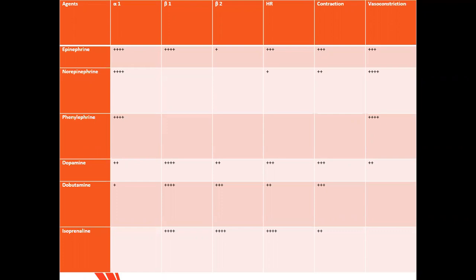Phenylephrine is a pure alpha 1 agonist, like we mentioned. Dopamine has both alpha and beta 1 effects, and it also has dopaminergic receptors. Dobutamine is more of a beta 1 agonist and leads to increased contraction. Isoprenaline also is a beta 1 specific stimulant and causes profound contraction. It also has effects on other receptors in the body.